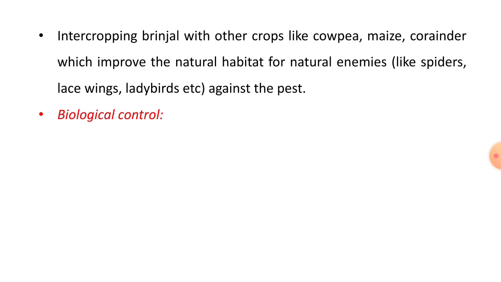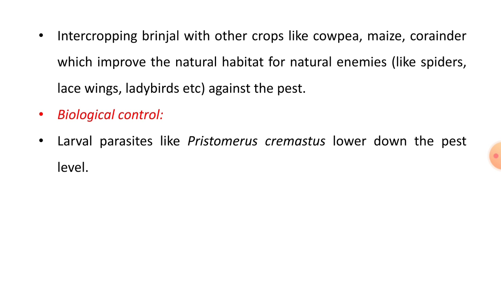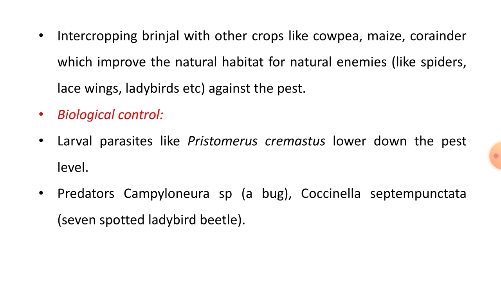Next one is biological control. In this, different predators and parasitoids are used. Now, which are those parasites and predators? Larval parasites like Pristomerus cremastus lower down the pest level. Predators like Campylomma species, it is a bug, and Coccinella septempunctata, seven spotted ladybug beetle, are predators which will basically eat the larvae of brinjal fruit borer.